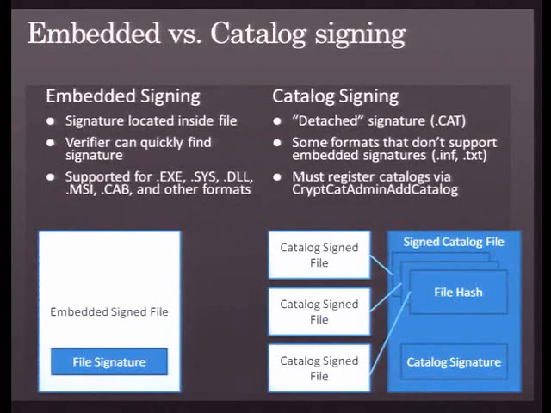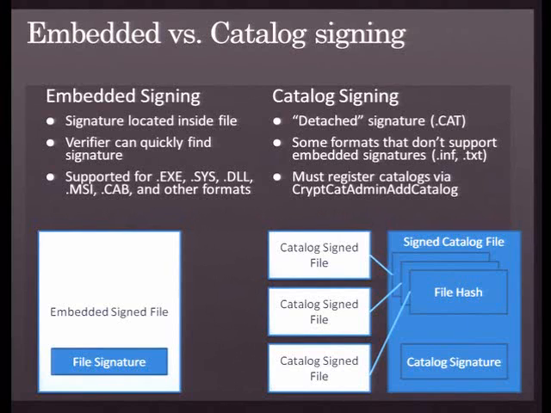There are 2 types of ways to sign code. The first is embedded signing. This is the more intuitive form of signing, as the signature resides in the file that's signed. You don't have any management problems trying to manage multiple files, and the operating system can very easily detect the signature within the file and find it right away and verify your file quickly. Unfortunately, embedded signatures are only supported for executable files and certain installation formats like MSI or archive files like CABs.